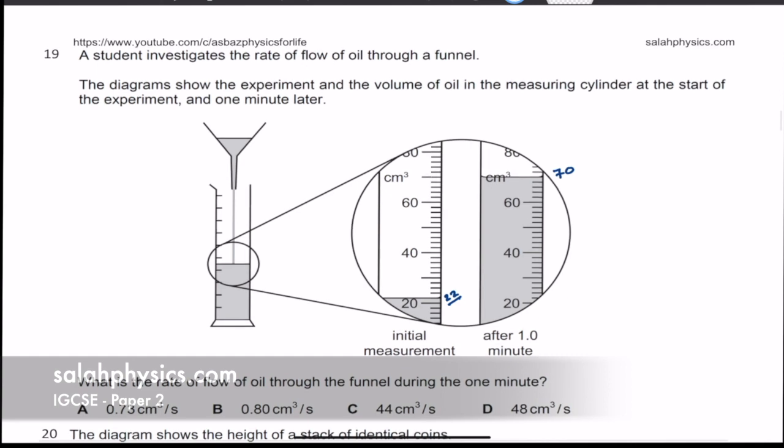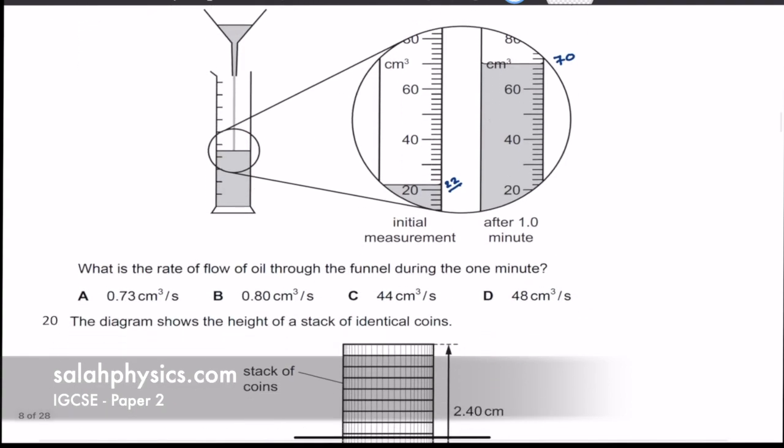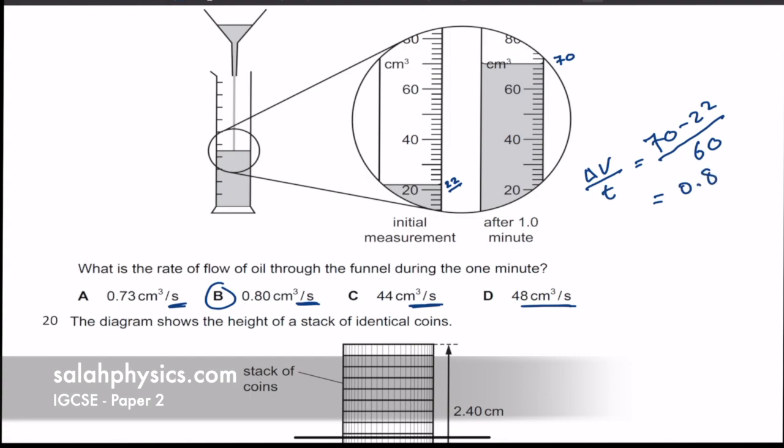What's the rate of flow of oil through the funnel during the 1 minute? During 1 minute, and you have the measuring unit here, centimeter cube per second. As you see here, all seconds. So you're going to say that the change in volume divided by time means 70 minus 22 divided by time, which is 1 minute. It means divided by 60. So you will observe directly the answer is 0.8 centimeter cube per second. So I'm going to choose B directly.